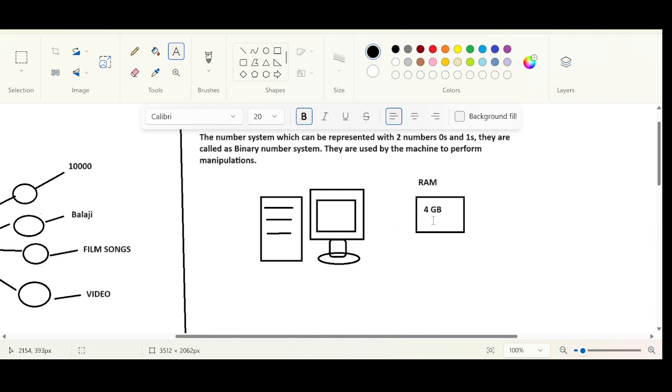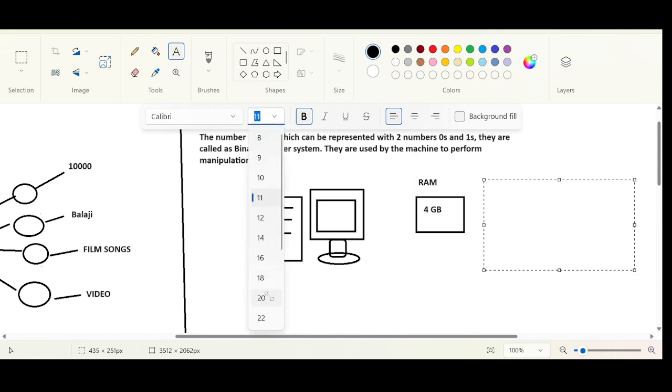So 4 GB is the memory possessed by my laptop. But if anyone asks what is the smallest size of memory that a computer or any electronic device can occupy, the answer is very simple: bit. Bit is the smallest memory unit, the smallest unit of memory.